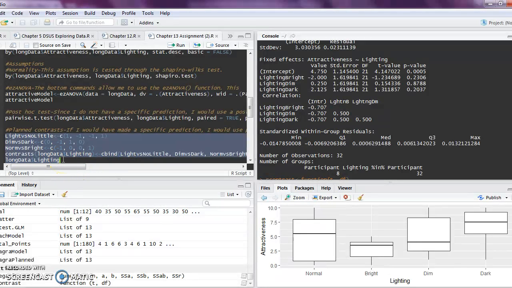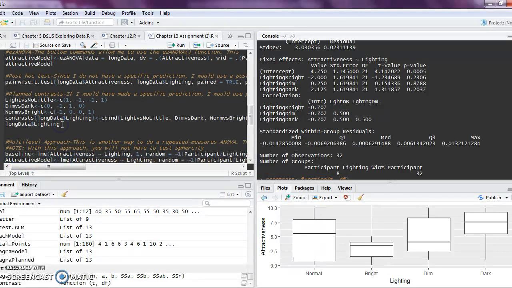Okay, so now, even though I did not have a specific prediction, if I did, then I would have to do a planned contrast. A planned contrast would allow me to dive further into the analysis and compare different groups to one another. The thing you want to do is set your weights and then combine them together. And then you do all the rest here. So that's pretty much it for a planned contrast. This is the coding for it.